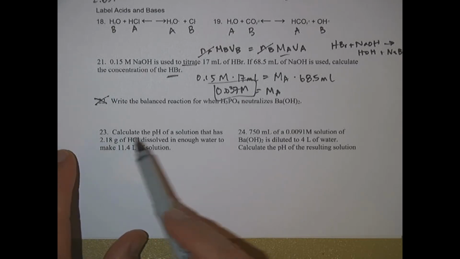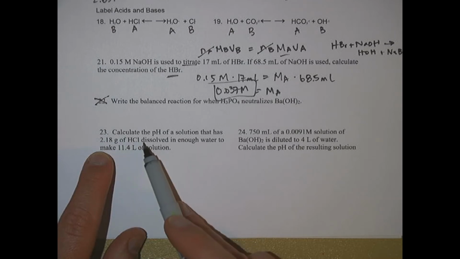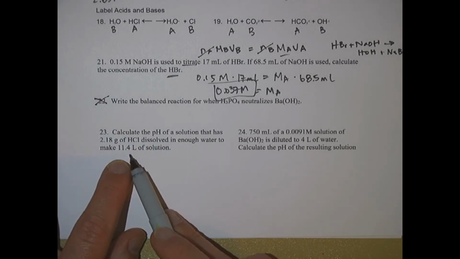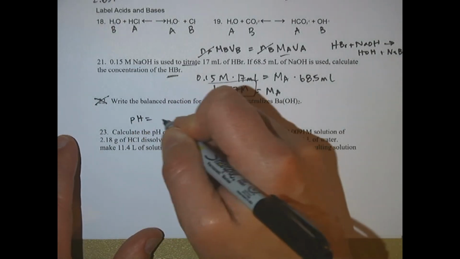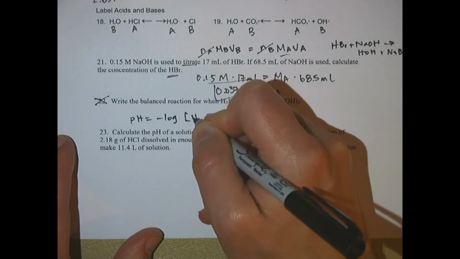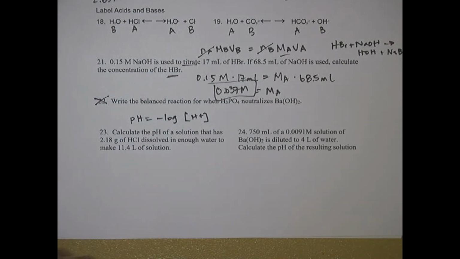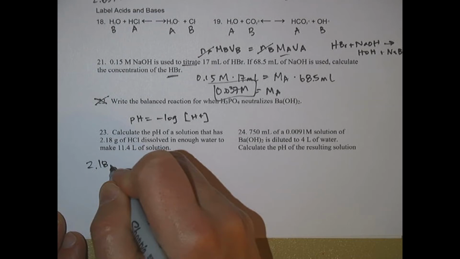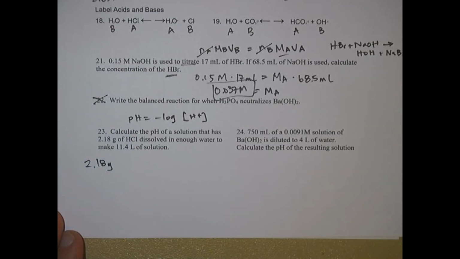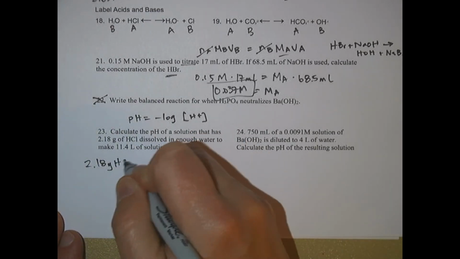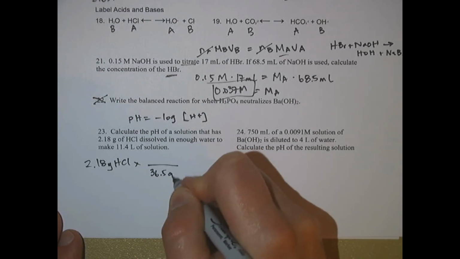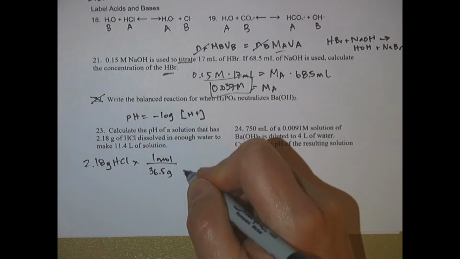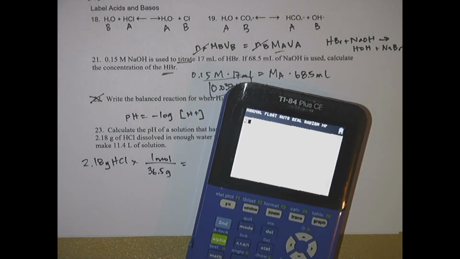So in 23, it says calculate the pH of a solution that has 2.8 grams of HCl dissolved in enough water to make 11.4 liters of solution. pH is equal to the negative log of the concentration of H+. So we need to find concentration to make this happen. First I have to convert my 2.18 grams of HCl into moles. The molar mass of HCl is 36.5 grams per mole.